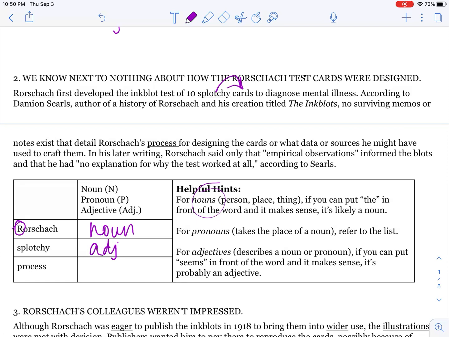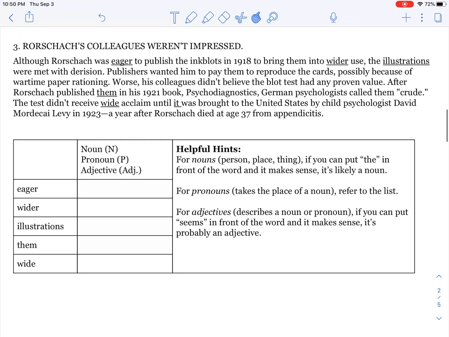All right, process. So no surviving memos or notes exist that detail Rorschach's process. So the process, is process taking the place of a noun? Or is it seems process? If you guessed the process, you'd be correct. So that's a noun. Okay, moving right along.